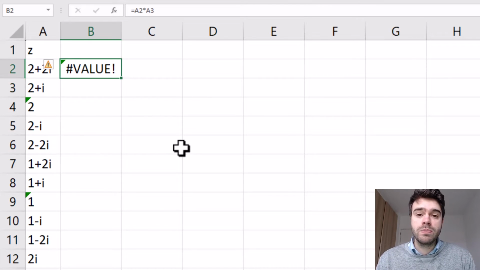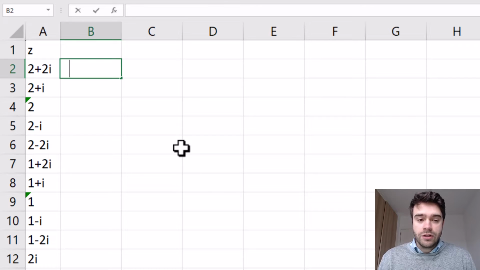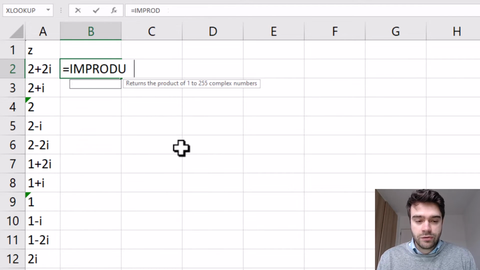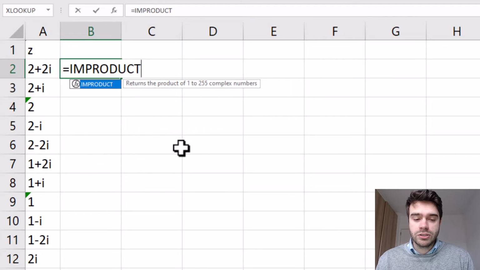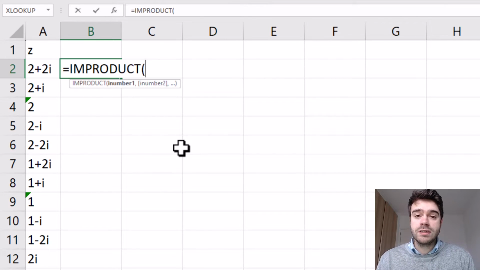So, in order to multiply complex numbers together, we will have to use a special function especially designed for this operation. The function we're looking for is the IMPRODUCT function, which will return the product of a couple of complex numbers. Now, we can multiply multiple complex numbers, so I could either multiply two numbers or I could multiply a whole range of numbers.